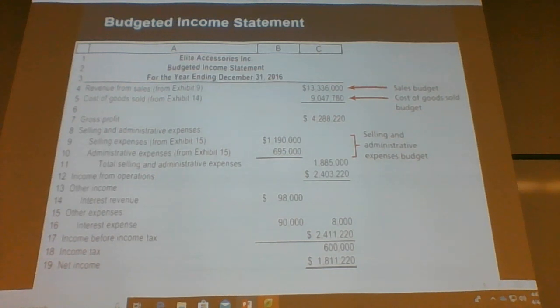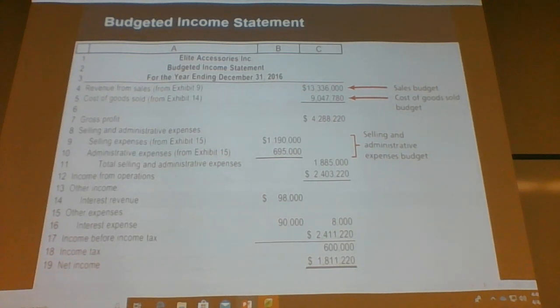If we go back and look at some of our other slides, we'll see that we were able to budget revenue at 13.336 million, cost of goods sold a little over 9 million, and we were able to come up with budgeted gross profit from there. Then our selling and administrative expenses, we broke down into selling expenses and administrative expenses. That's on the previous slide. We've got those here. And then finally, we're going to come up with income from operations. That's our 4.28 or 4.29 million gross profit minus our total selling and administrative expenses, which gives us income from operations of 2.4 million.